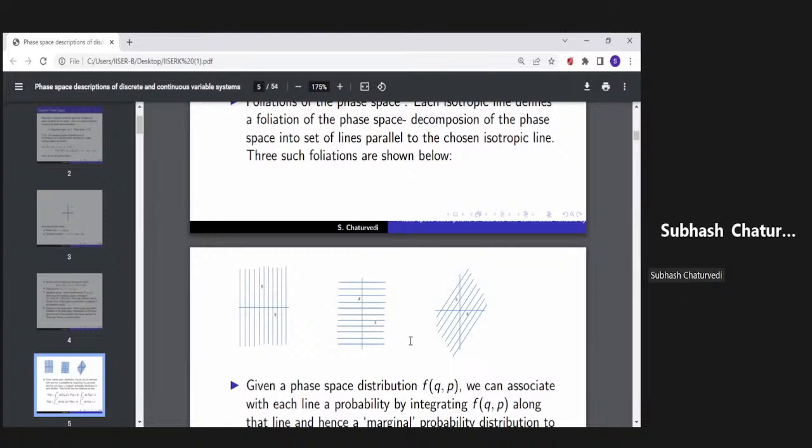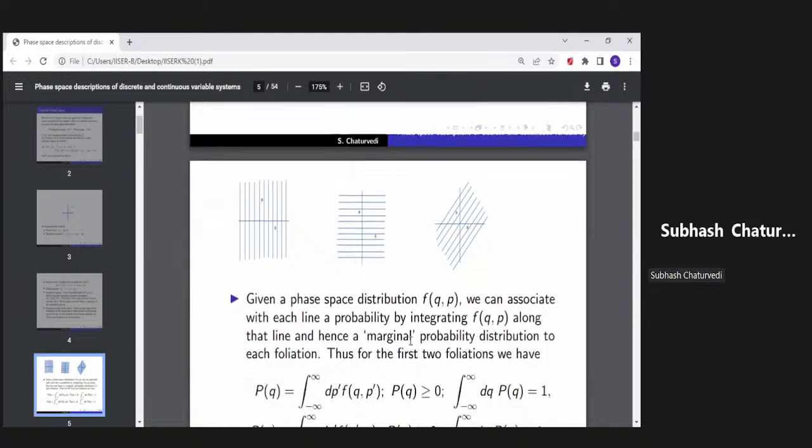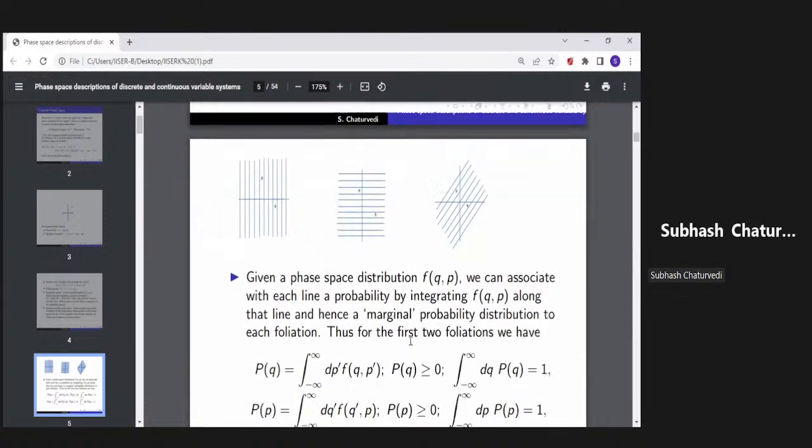Now, these are certain concepts which I would use, but they're not very difficult to remember, and I hope you keep them in mind. Now, given a phase space distribution, F(q,p), we can associate with each line a probability by integrating F(q,p) along that line and hence obtain a marginal distribution corresponding to each such foliation.